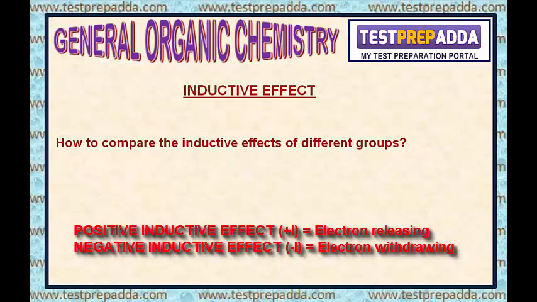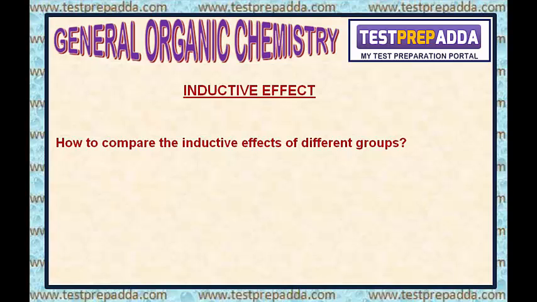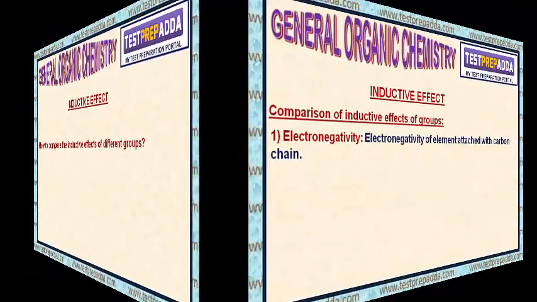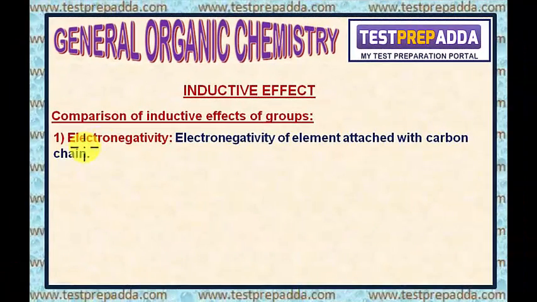But sometimes it is possible to explain this theoretically. In this session, I will tell you how to compare the inductive effects of different groups. What are the different points? First point is electronegativity. Electronegativity of the element attached with carbon chain.